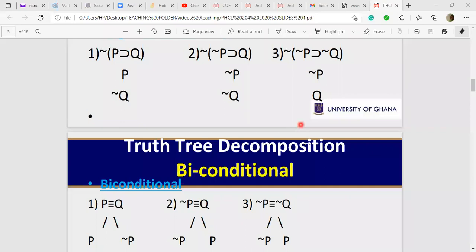I just wanted to show you how to read the formula, translate, identify the main connective, and most importantly, interpret the meanings of those compounds.